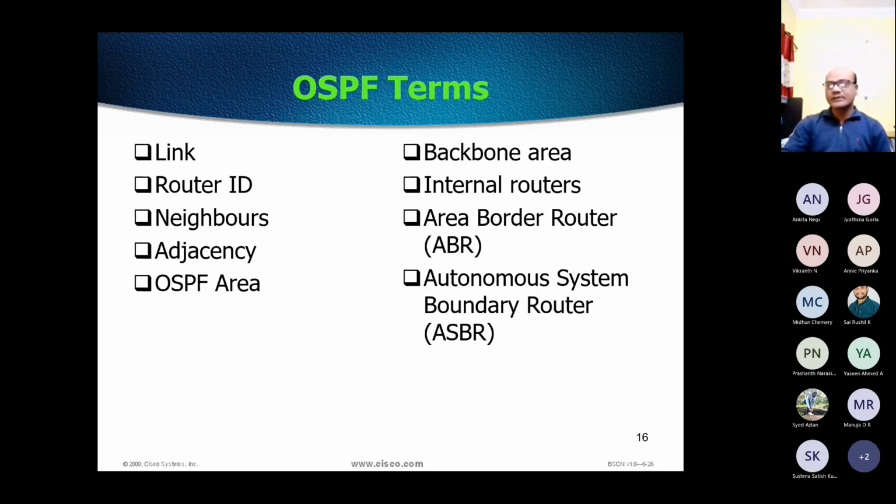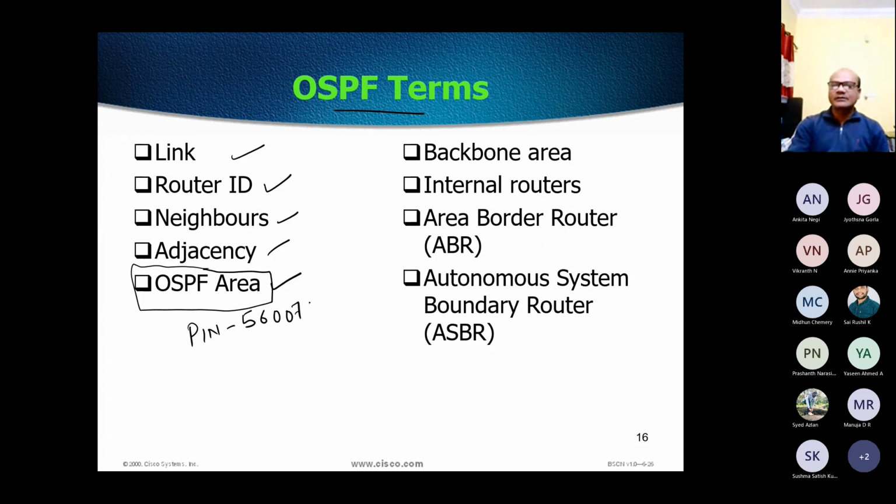One more important thing here, so please pay attention because it's quite important. OSPF terms. It is a link state routing protocol. It uses the IP address as a router ID, along with neighborship, adjacency, and OSPF area. Same thing, an OSPF area is nothing but your PIN number. For example, where I'm staying in JP Nagar, Bangalore, my PIN number is 560078, Bangalore city.